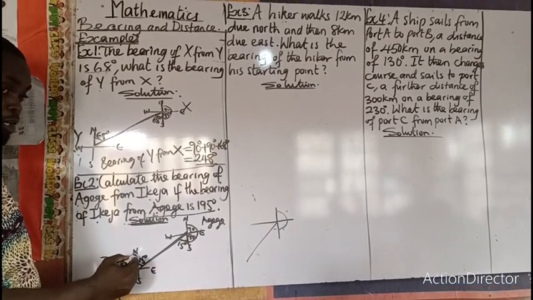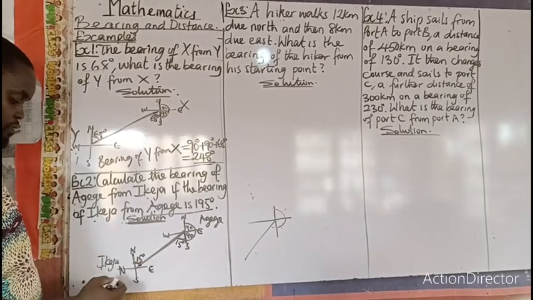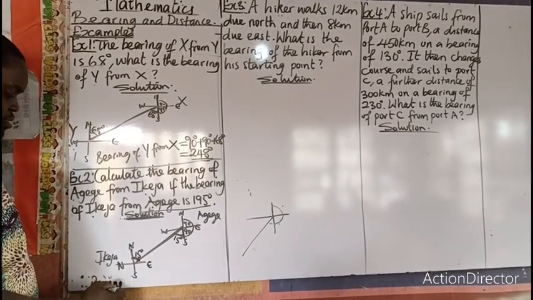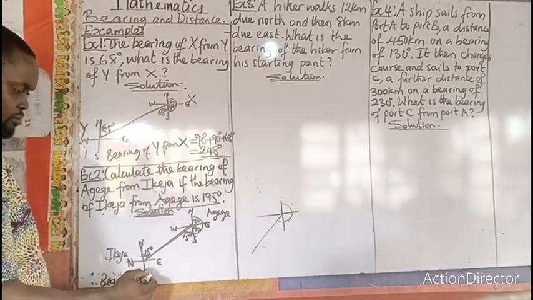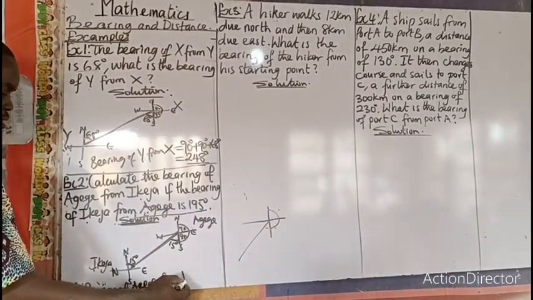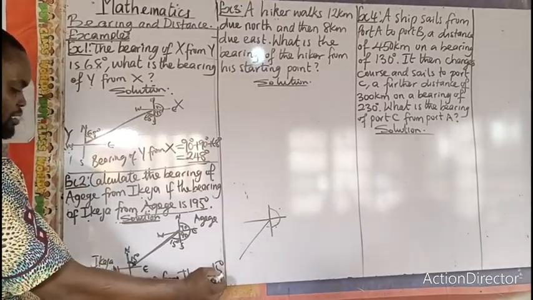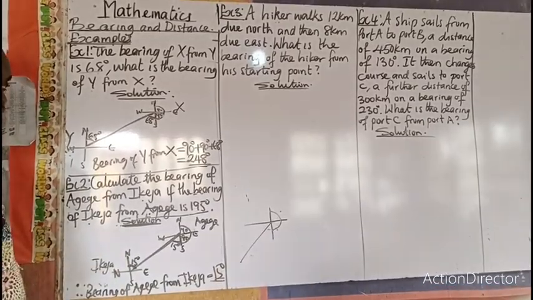15. You know we always use from north. So we are going from the north up to the line. You only have what? 15. So the bearing of Agege from Ikeja equals what? 15 degrees. Is that clear?